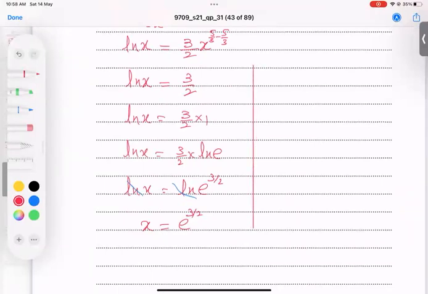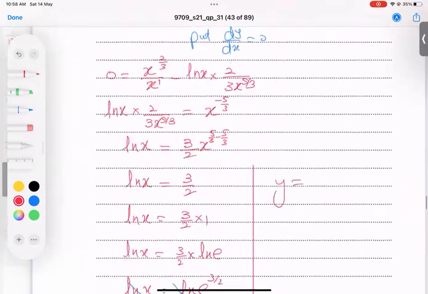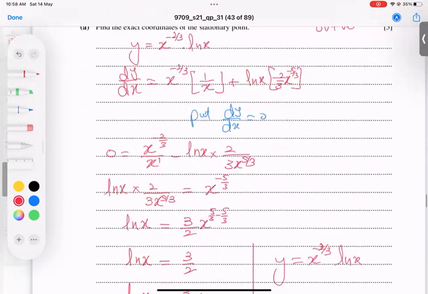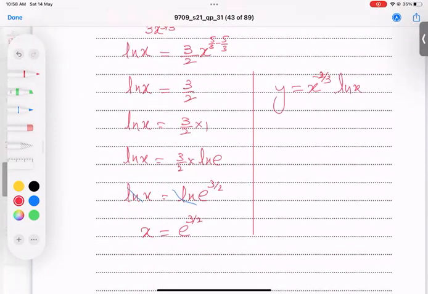So y, what is the equation? y is equal to x to the power negative 2 by 3 into logarithm of x. Let me recheck. Yeah. Now I'm going to plug in this value.